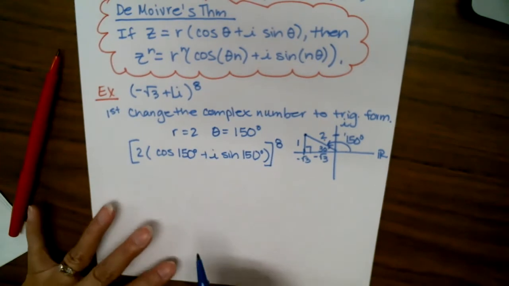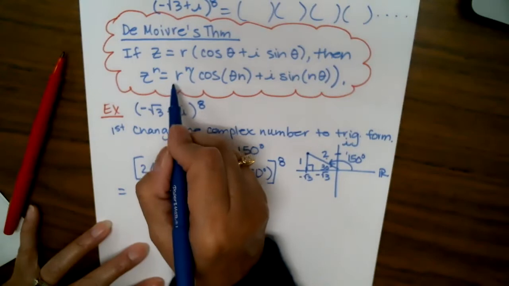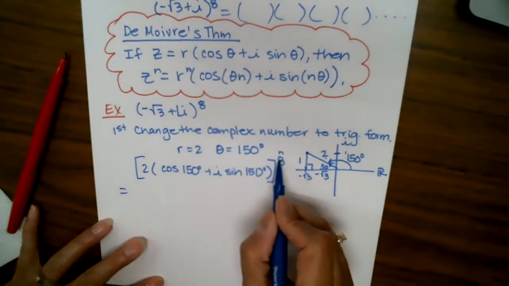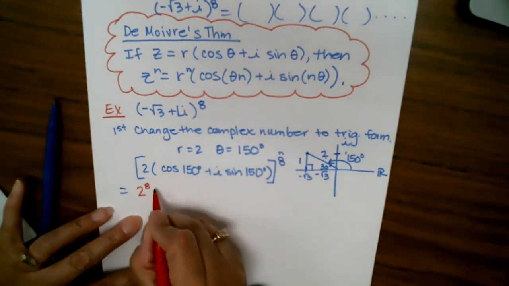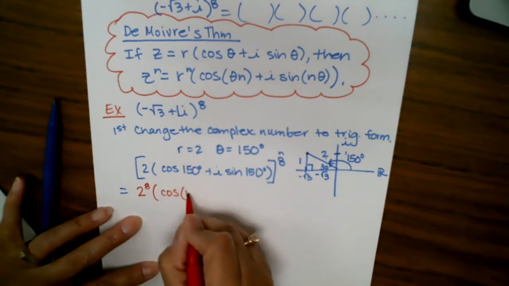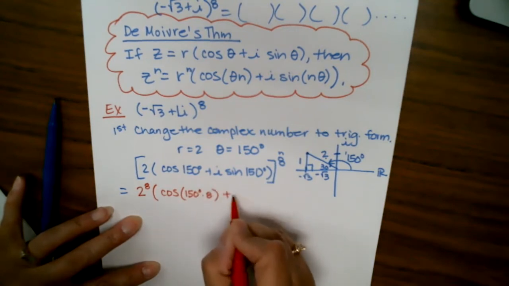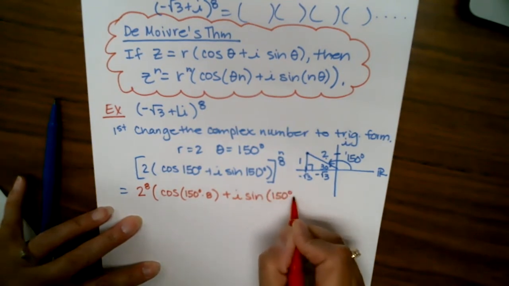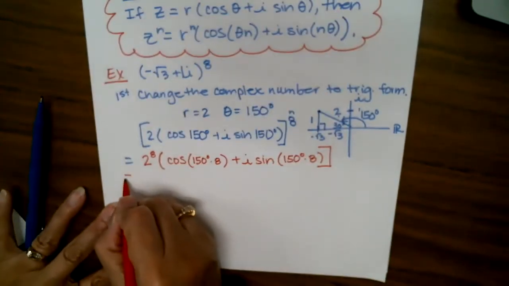We can now apply de Moivre's theorem by taking that number to the nth power. This is my n right here, that's my 8. So we're going to take 2 to the 8th power. We'll figure out what that is in just a minute. Times the cosine of 150 degrees times 8 plus i times the sine of 150 degrees times 8. Okay, so 2 to the 8th power.